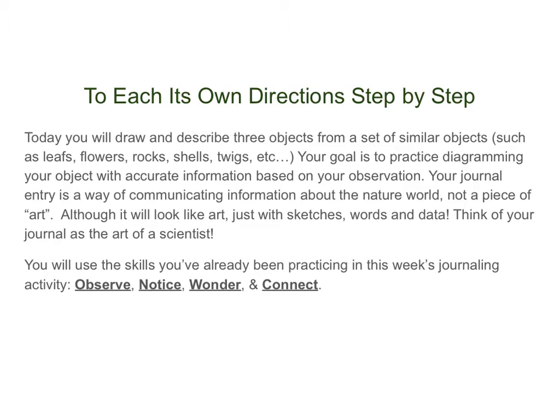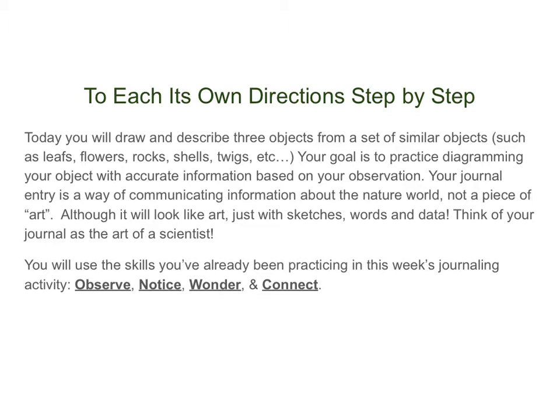Today you will draw and describe 3 objects from a set of similar objects, such as leaves, flowers, rocks, shells, twigs, anything that looks interesting. Your goal is to practice diagramming your object with accurate information based on your observation. Your journal entry is a way of communicating information about the natural world, not a piece of art, although it will look like art, just with sketches, words, and data. Think of your journal as the art of a scientist.